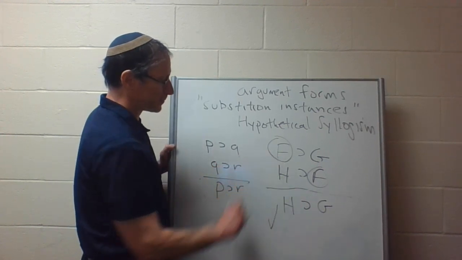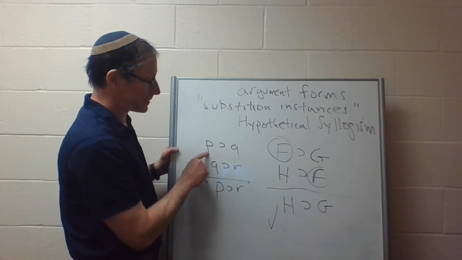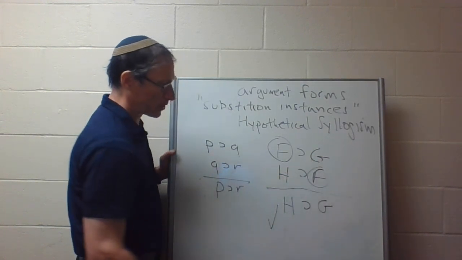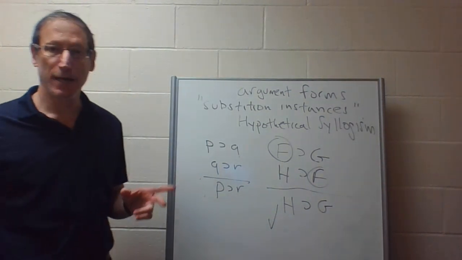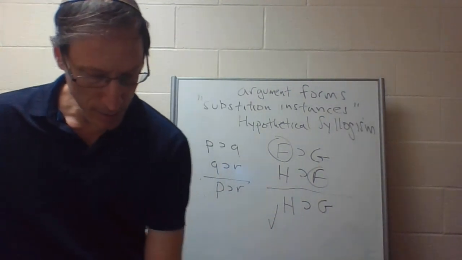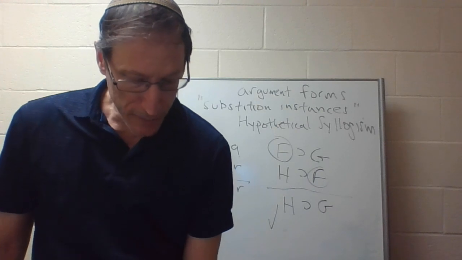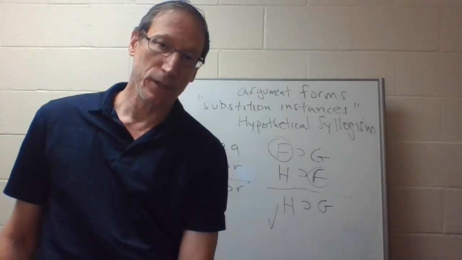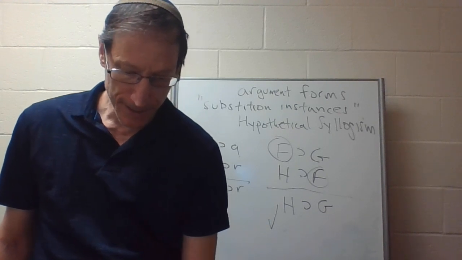Q is getting replaced by F, P is getting replaced by H, and G is getting replaced by R. So this is a good example of hypothetical syllogism. So far we've talked about disjunctive syllogism, hypothetical syllogism, modus ponens, and modus tollens.